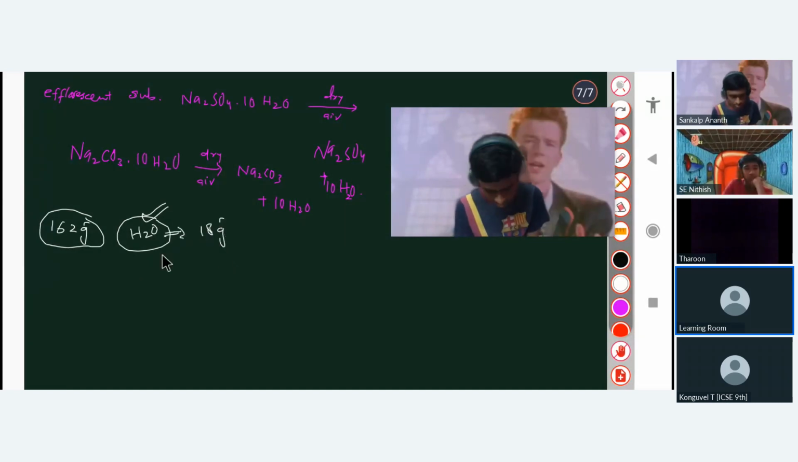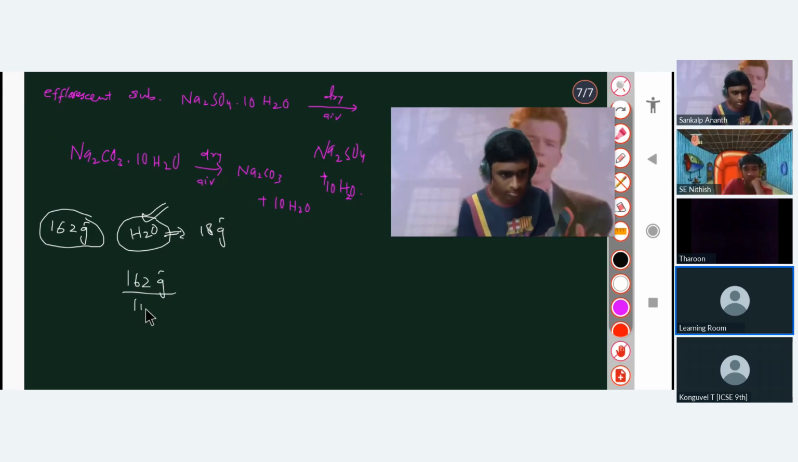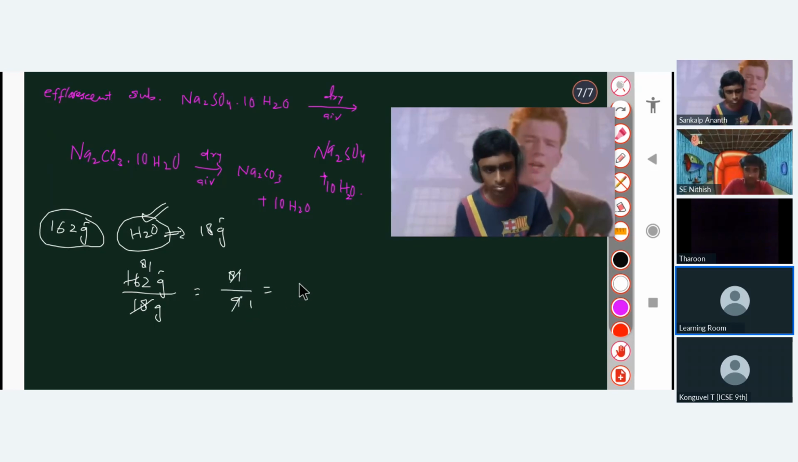So you will just divide this 162 gram with the 18 gram, and you will get the answer. For example, 2 9s are 18, and 2 8s are 16, and 2 1s are 2. So it will be 81 upon 9. So 9 ones are 9, and 9 nines are 81. So water of crystallization will be 9.